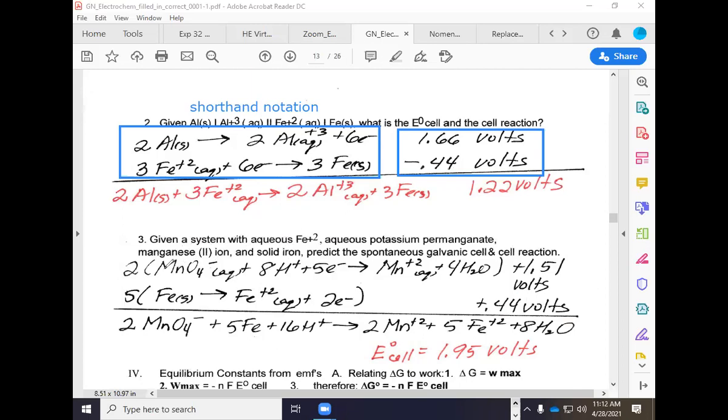It turned out for this one that you would use the manganese as is, but you would have to flip the iron +2. And then from the table, you have to change the sign. Then you multiply by 2 because we need the electrons the same, multiply by 5, but this is an intensive property, so leave the volts alone. Add up all the equations, add up the volts, and then there's your answer.